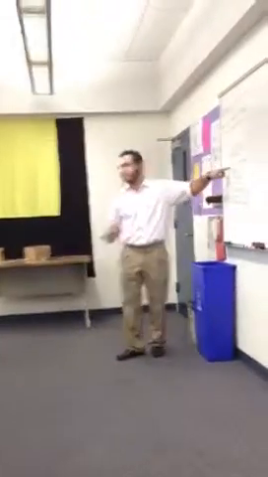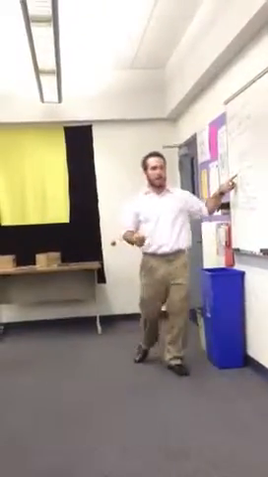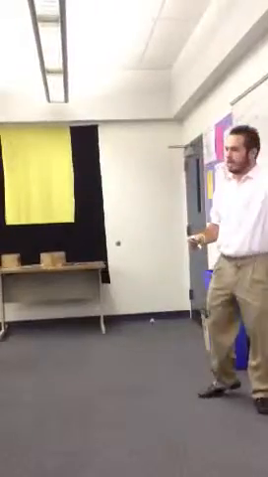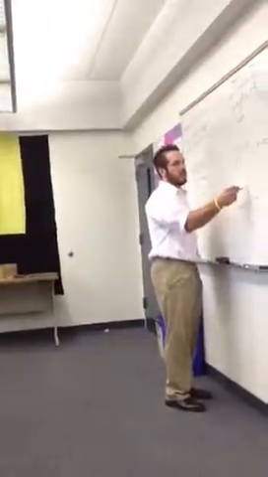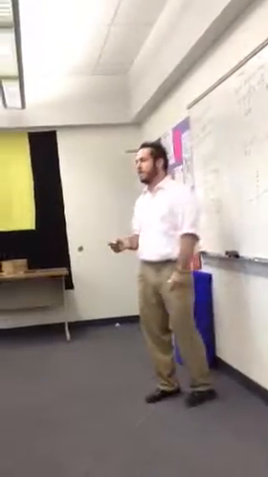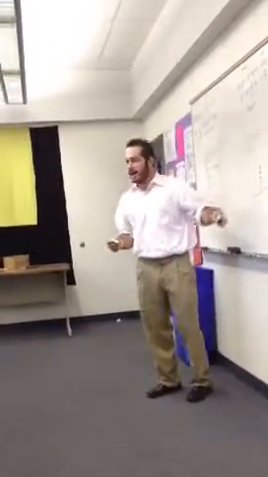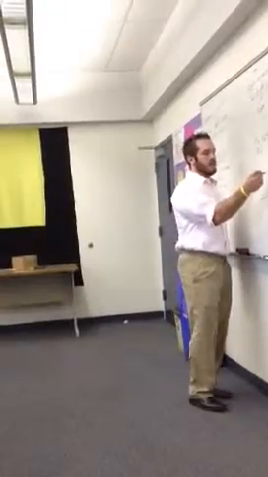What's step 1? Plot the y-intercept. And what is our y-intercept? 5. So we're going to go up 5. 1, 2, 3, 4, 5. If it was negative 5, what would we do? Go down 5, okay? So we put a dot there.